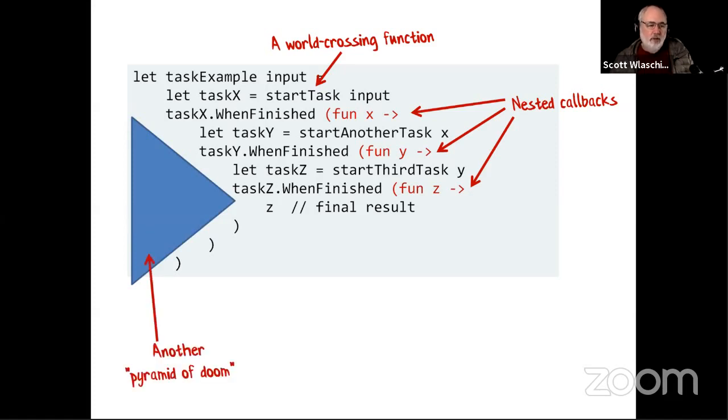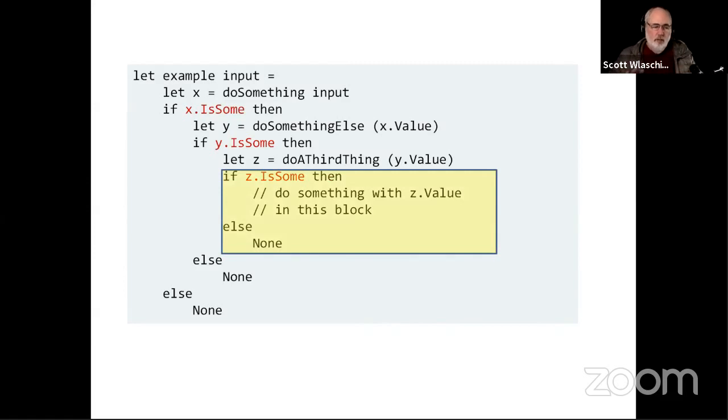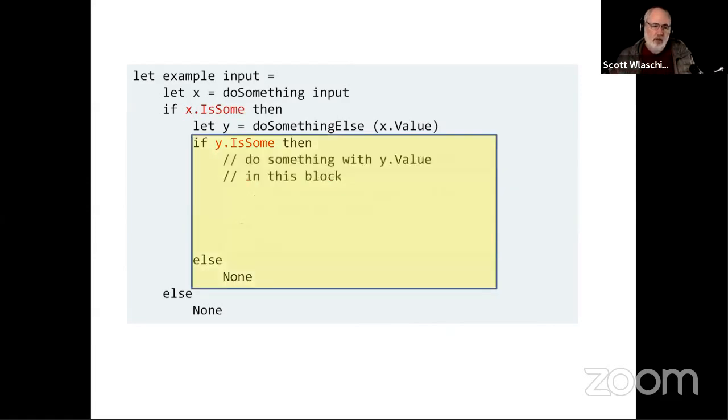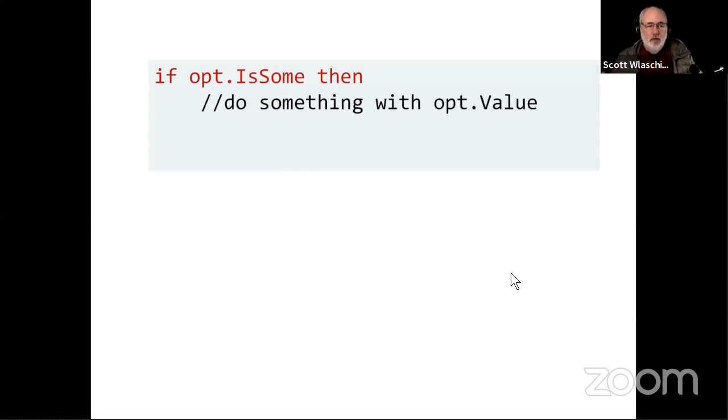So how can we fix it? There's a pattern that we can exploit here. If it's something, do something, otherwise do nothing. If it's valid, do something, otherwise do nothing. If it's valid, do something, otherwise do nothing. It's the same pattern over and over again. So what we're going to do is turn that into a little helper function. Here's the pattern: if it's something, do something, otherwise do nothing. That's the pattern we're going to see over and over again, so let's turn it into a little helper function.